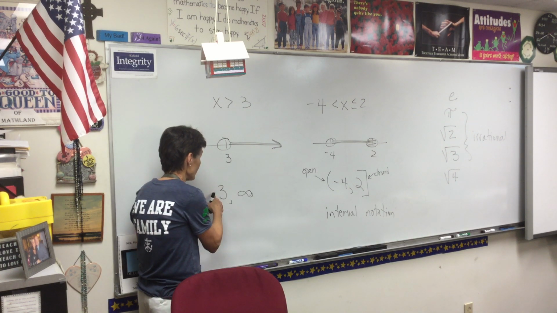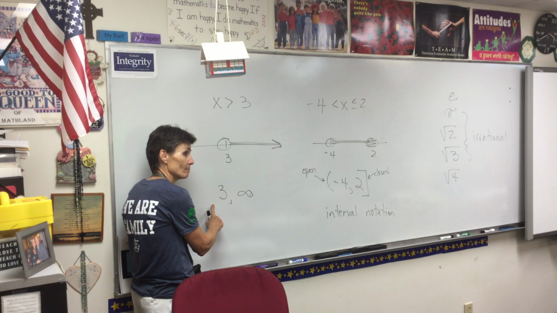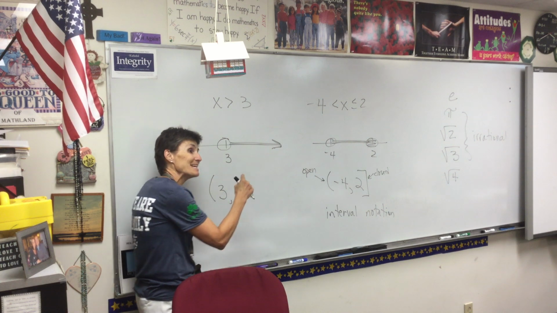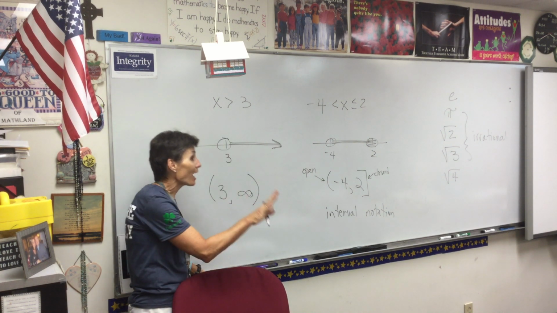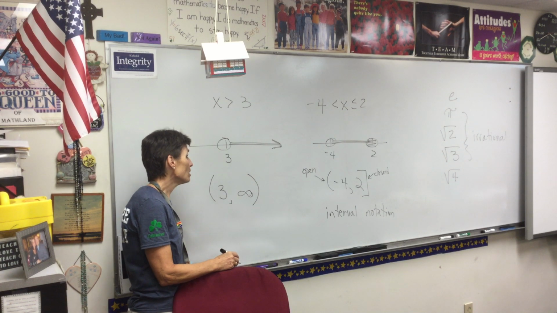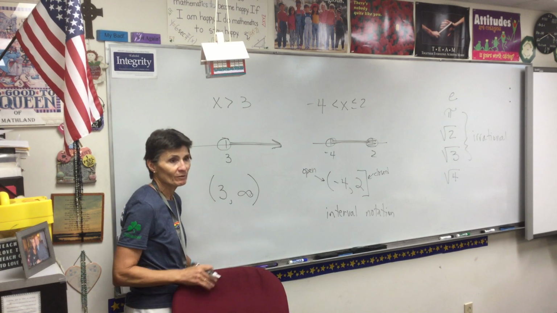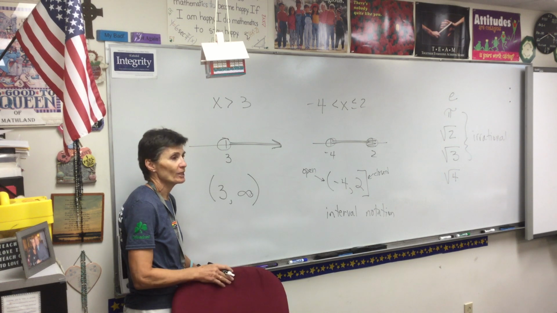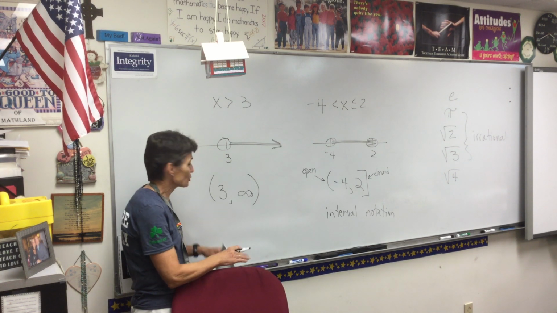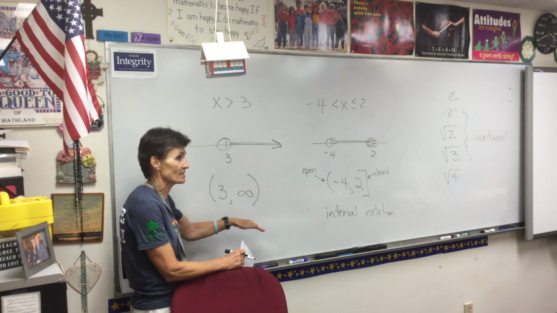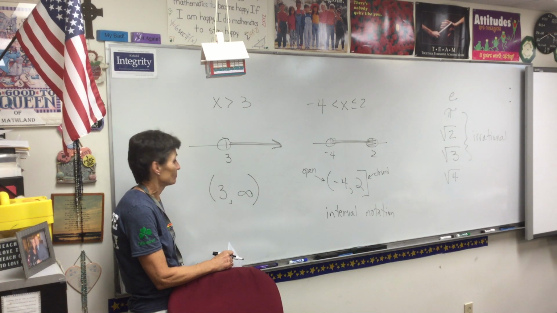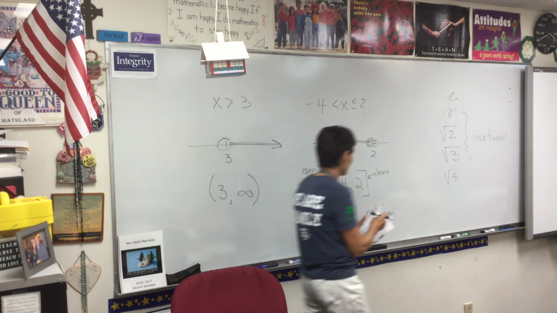Now, what do I put here? A parenthesis or a bracket? Parenthesis. Infinities are always parentheses. The logic there is kind of theoretical, but can you get to infinity? No. So you can't ever color it in, you're never there. So we're just going to always make our infinities parentheses, always. All right, so let me get to the next one.